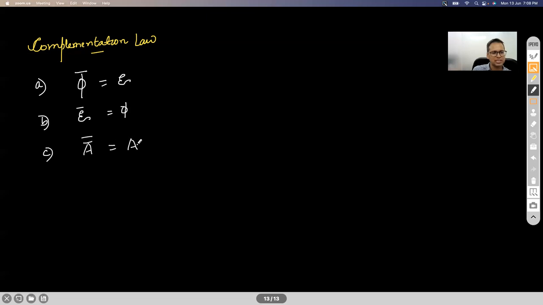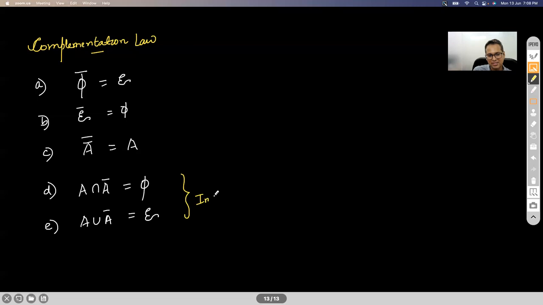Complement of a complement gives you the same set back. And this is very important. A intersection A complement will always be null. And A union A complement will always be the universal set. So these two are very important. We'll be using this, or this will be seen many a times when we are solving problems on algebra of sets. So C is complement of a complement, right? Right, C is complement of a complement. So double complementation gives you the same set back. Double slash means this. This is read as complement of a complement.